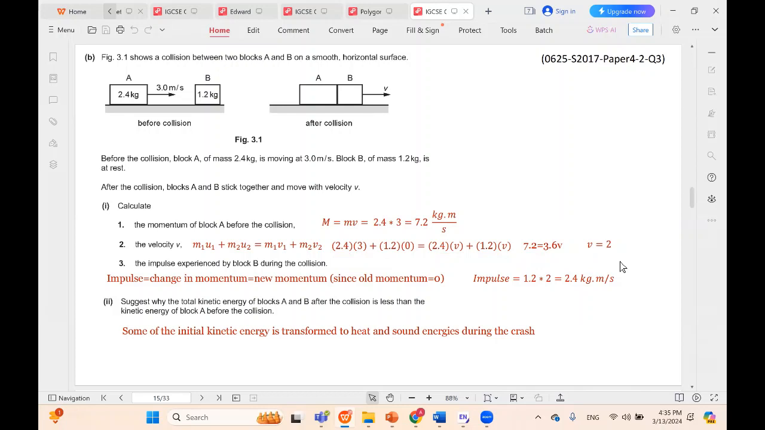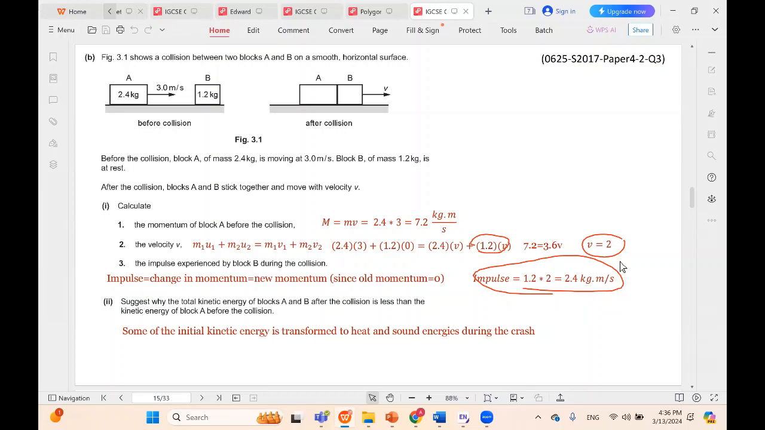Now we want the impulse experienced by block B during the collision. If we can get the final momentum of B, we can get the impulse, because the initial momentum is 0 and this is the final momentum. So the impulse is the same as the final momentum. Therefore, the impulse is going to be 1.2 times V, and we said that V is equal to 2, so the answer is 2.4.